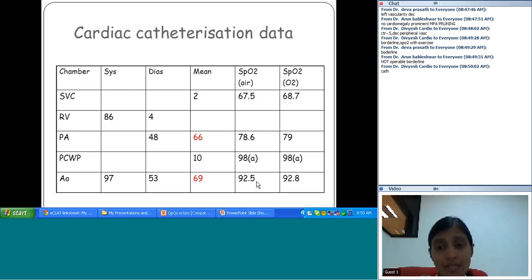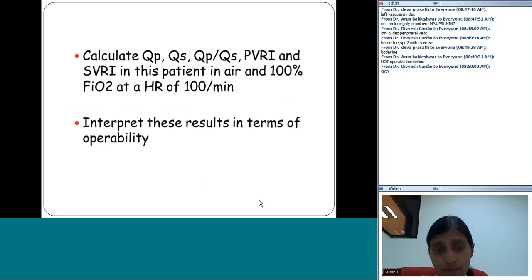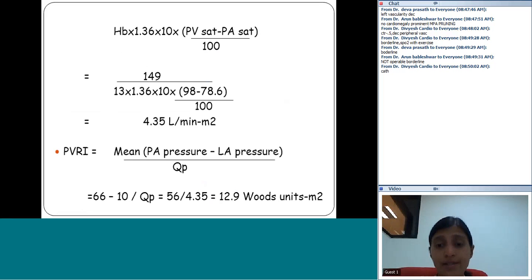If we then go on to calculate QpQs, PVRI and SVRI, we can do it in air and in 100% oxygen. Remember that it has to be done at a particular heart rate. We assume that the heart rate of this patient was 100 during the procedure, and I will show you the results. I think it's a good exercise to take these numbers and crunch them yourself. I've worked out the QP and PVRI calculations here just to illustrate how it should be done.